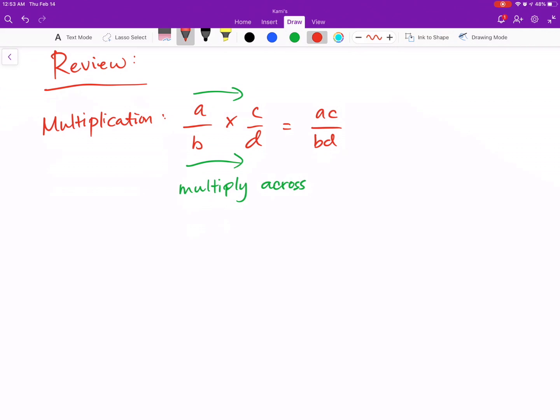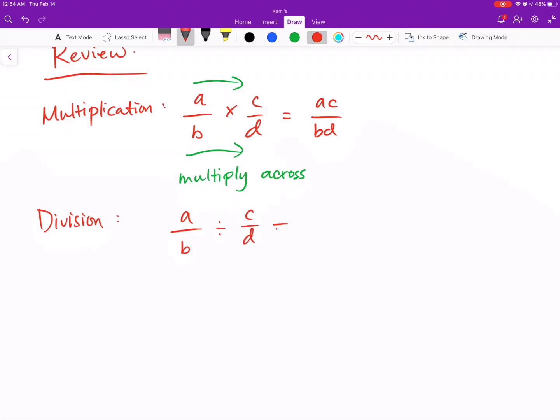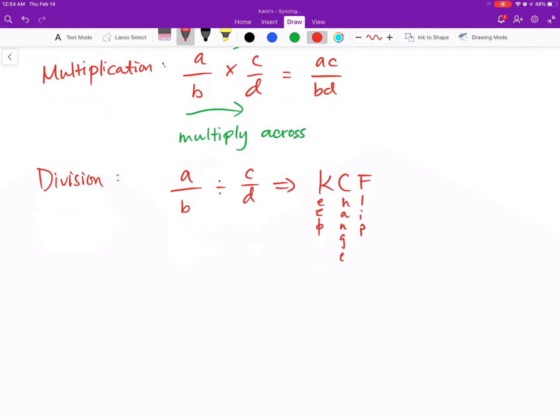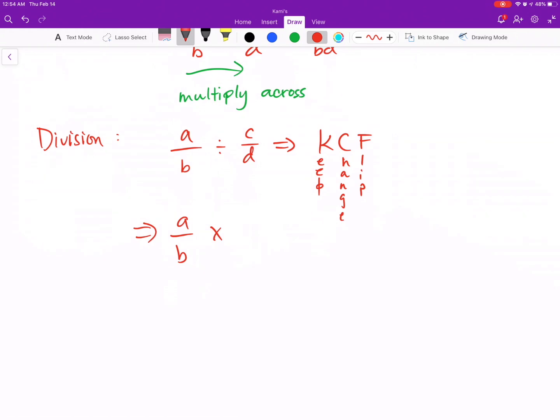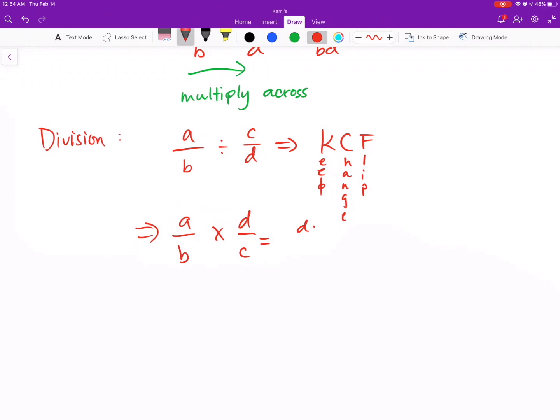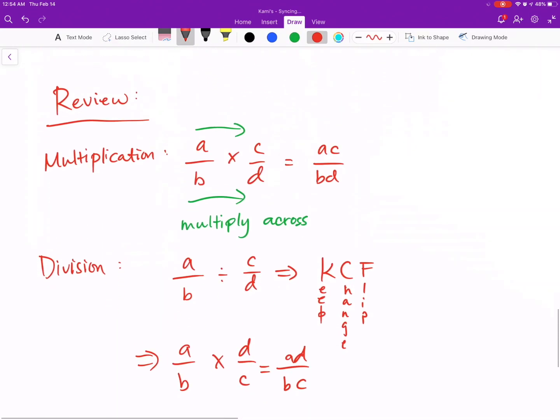Alright. For division, for any A over B divided by C over D, we do keep, change, flip. Keep, change, flip. Please remember this. Keep, change, flip. Such that we keep the A over B, change the division into multiplication, and flip the C over D fraction so that we get D over C. And this gives us AD over BC. Alrighty. So now we know multiplication and division.